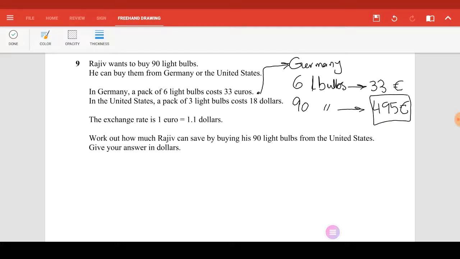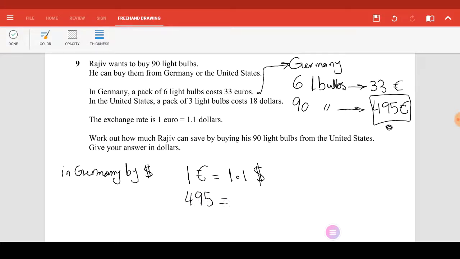Keep this, and you can convert Germany to dollars. The exchange rate is 1 euro for 1.1 dollars. So if you buy in Germany at this price, 495, you will do a cross multiplication to know the opposite price in the United States.